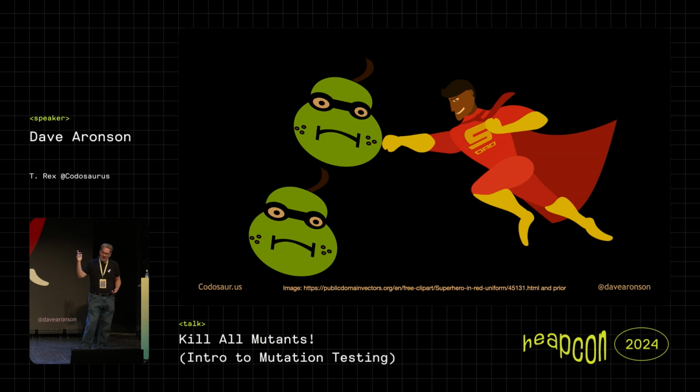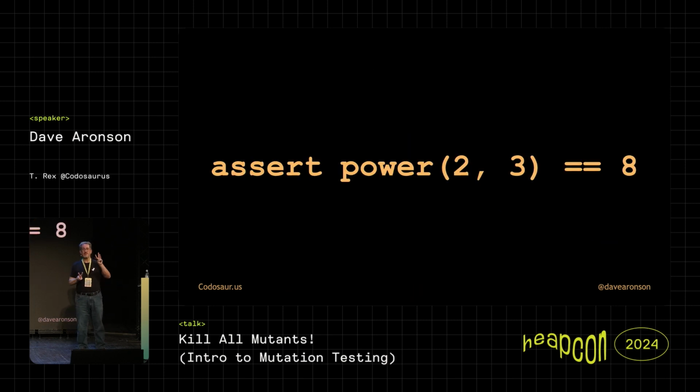To kill the argument swapping mutants, we can, again, either add a test or adjust our existing test to something like asserting that 2 to the 3rd power is 8. Oops, sorry about that. 3 squared is 9, that's why I was thinking of 9. So this kills the argument swapping mutants.